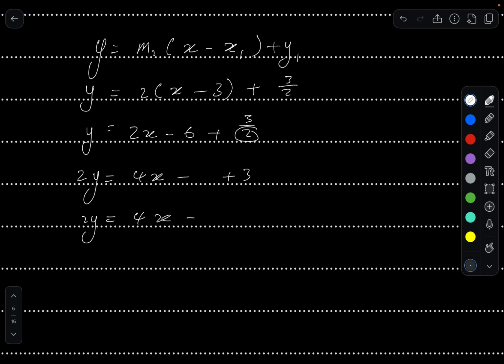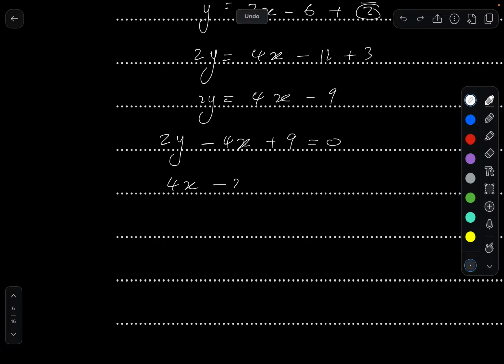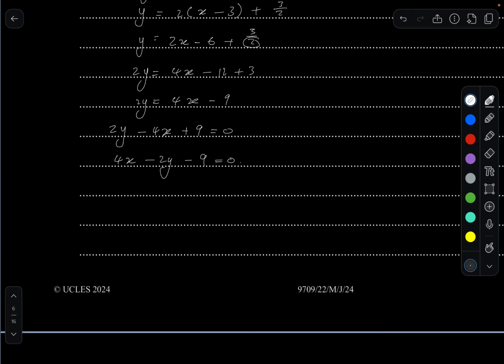When I multiply by 2, that doesn't remain as 6, it becomes 12. And then this becomes 9. And now I take everything to that side. It becomes 2y plus negative 4x plus 9. Okay, now I'm going to swap them so that x becomes positive, minus 2y minus 9 equates to 0. Sorry, it happens when you're moving too fast, you start doing the wrong things.